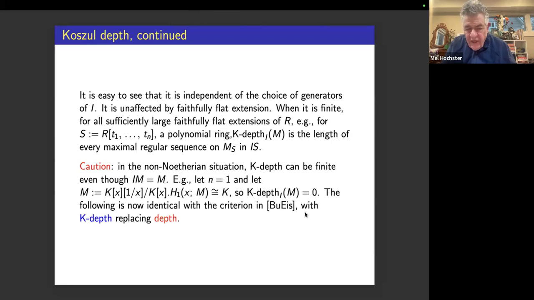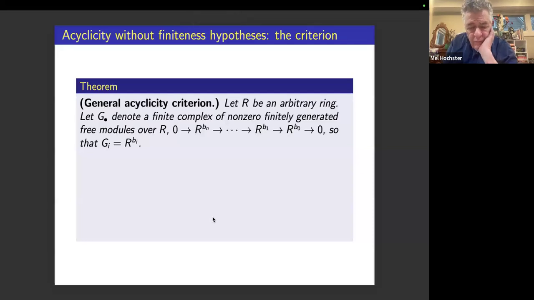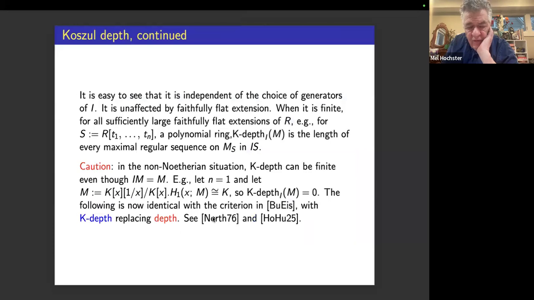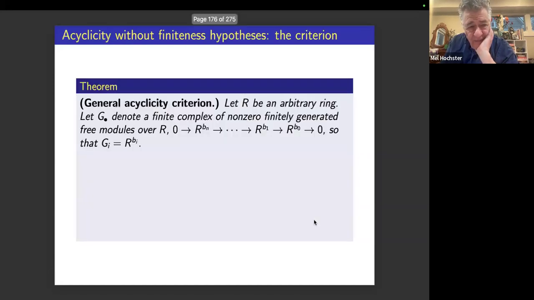And I'm now going to tell you a criterion for acyclicity, which is identical with the Buxbaum-Eisenbud criterion in the paper, What Makes a Complex Exact, except that K-depth replaces depth. Let me mention that for references, there's an exposition of this criterion in Northcott's book on finite free resolutions, and I'm hoping to include this in a joint manuscript with Craig that's under revision.